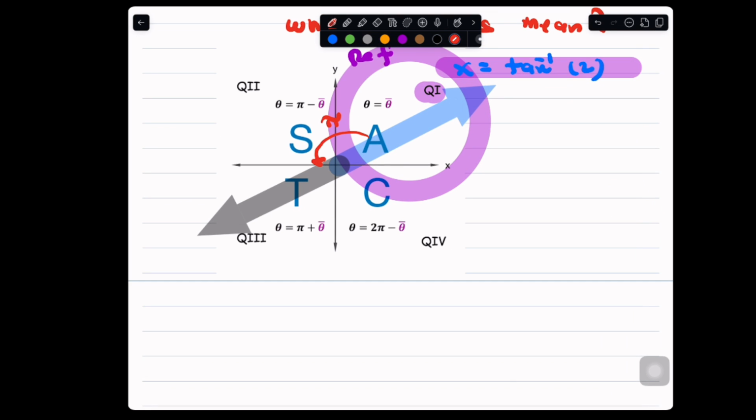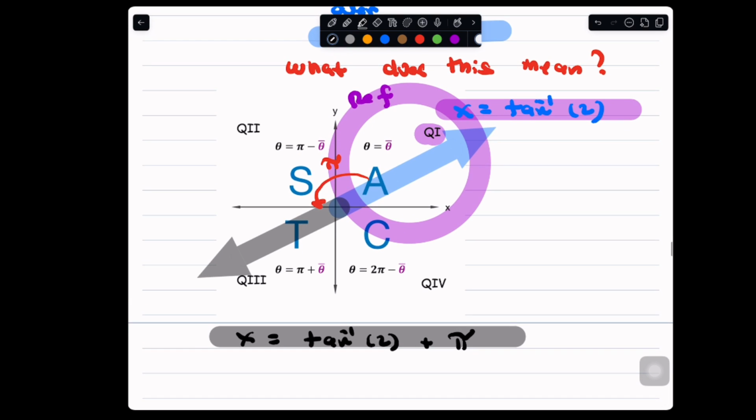So if you said, Mr. Judge, what's the next solution? Well, it would be x equals the inverse tangent of 2 plus pi. There you guys go. So there's 2 quadrants, there's really 2 solutions.